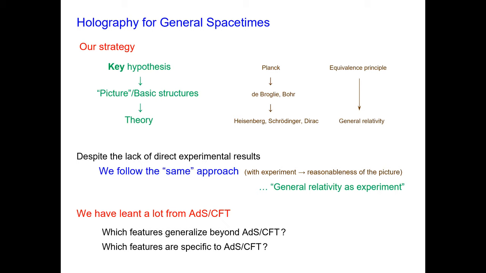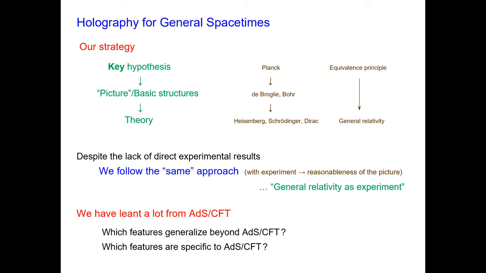So the strategy I take today to address this question of generalizing holography to more general spacetimes, under a bottom-up philosophy, is that we take a key hypothesis. Usually you derive the consequence, come up with the theory, and then really test it with experiment. That's what happened in the history of physics. Planck, yes, this is the Planck Institute, just postulated the energy discreteness hypothesis, computed and compared with the black body spectrum, and it agreed.